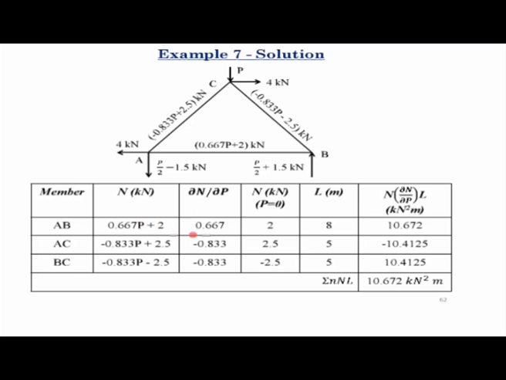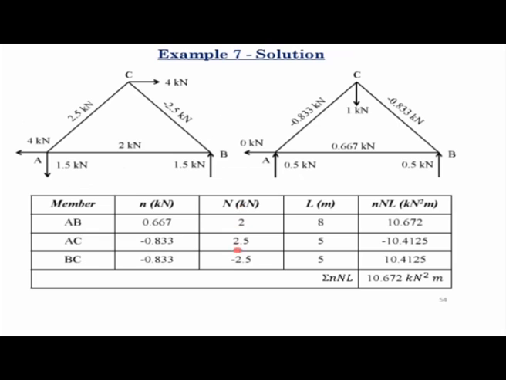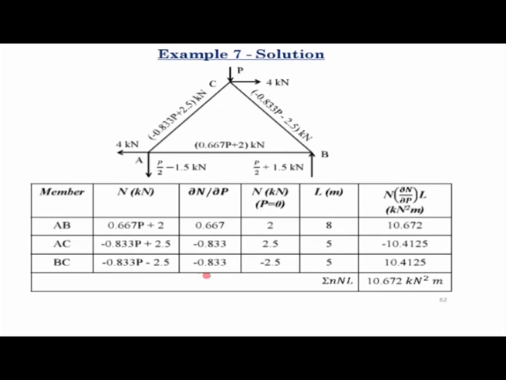If you take del N del P, you will get 0.667, minus 0.833, minus 0.833, and here you take N at P equal to 0. So put P equal to 0, you will get 2, 2.5 and minus 2.5. Now if you go back to the solution of this problem using the virtual work method, you see these two columns are identical. So N was 2, 2.5 and minus 2.5, and the small n was 0.667, minus 0.833, minus 0.833.